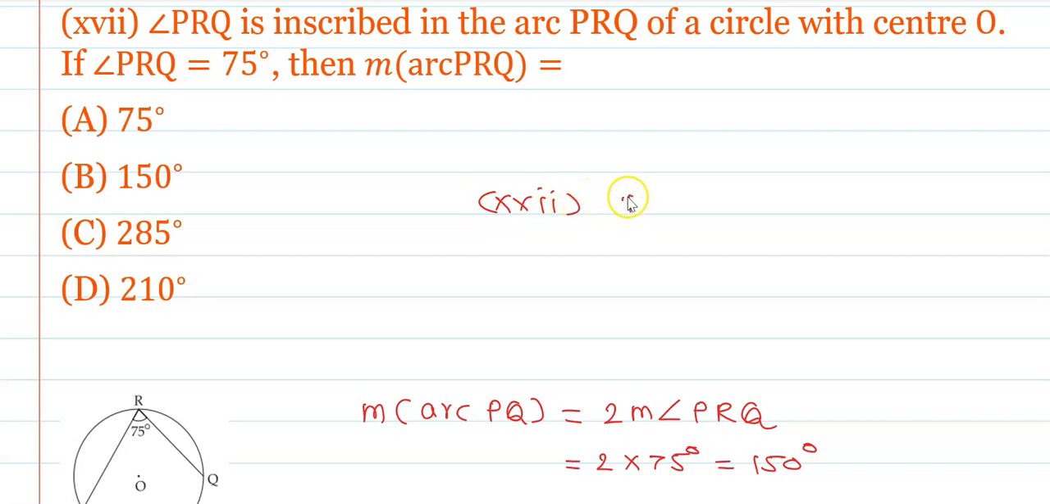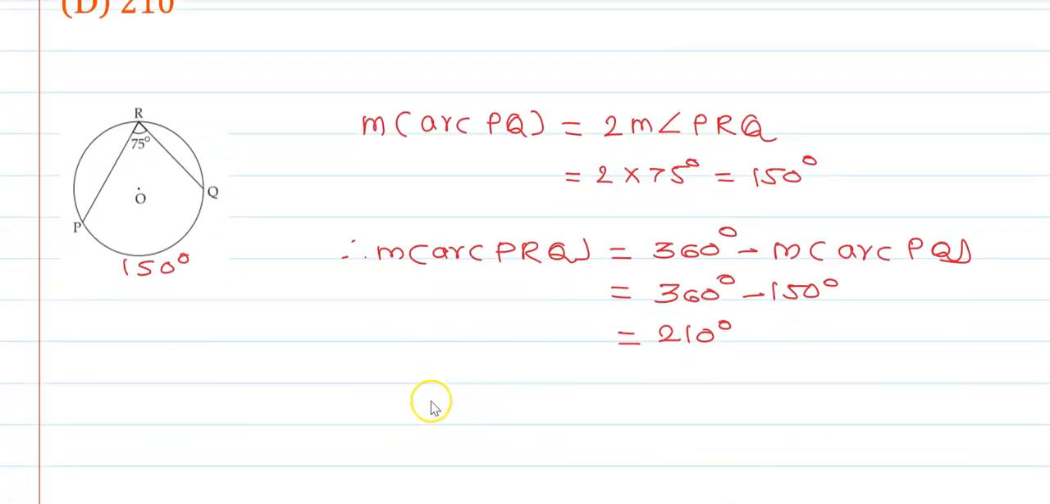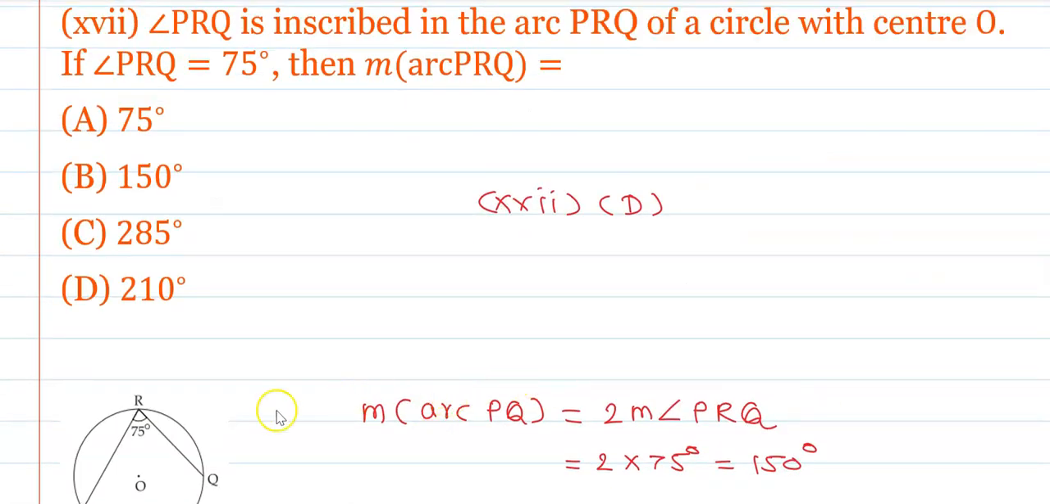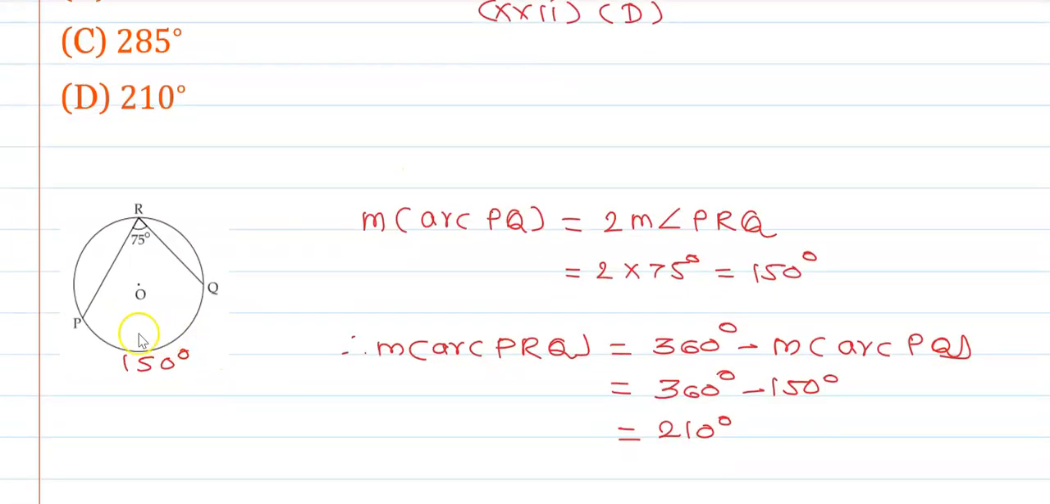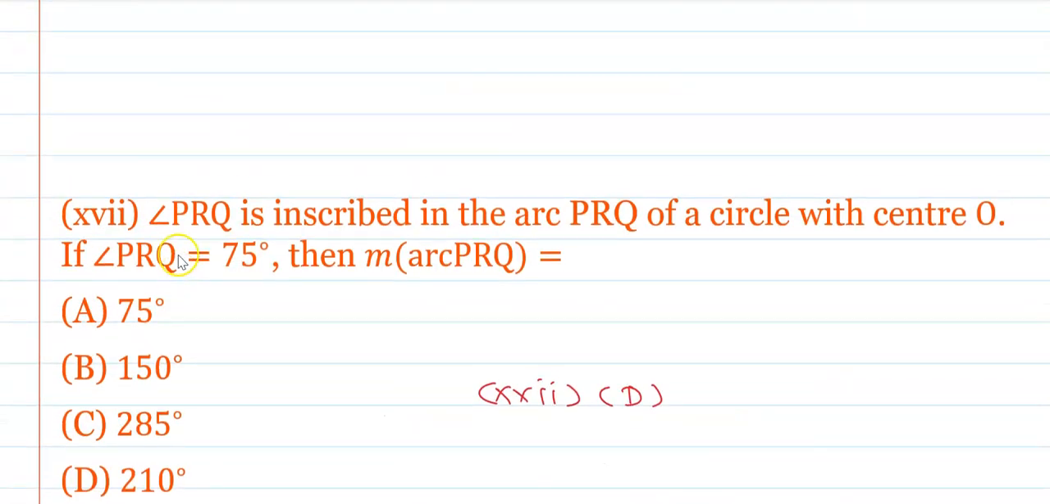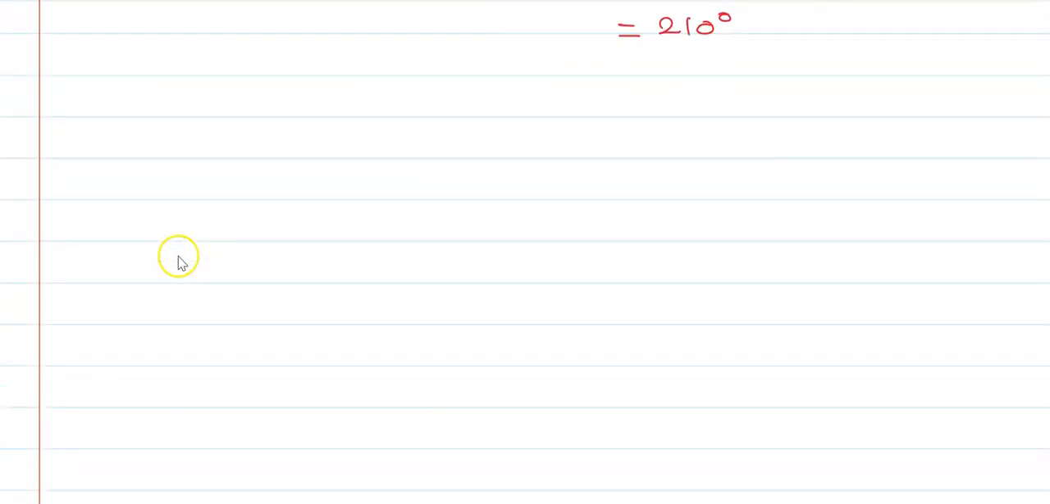That is, option D is the correct one. 360 minus 150, therefore you will get 210. Option D is the correct one. Measure of arc PRQ is equal to 210. Now the next question.